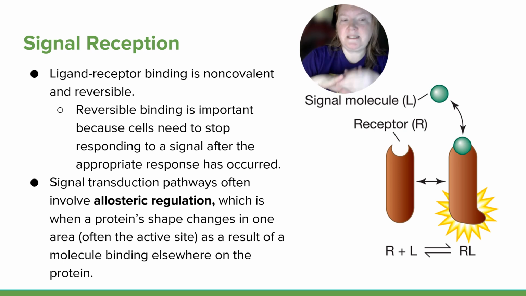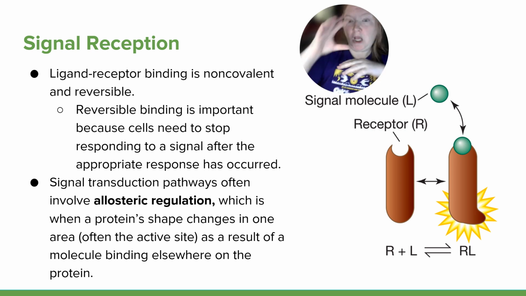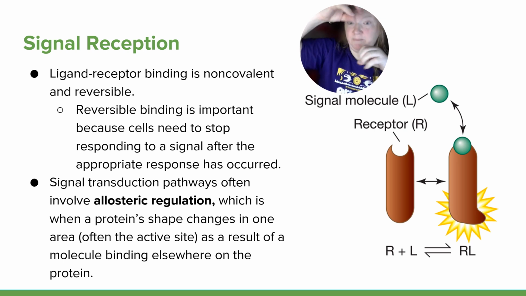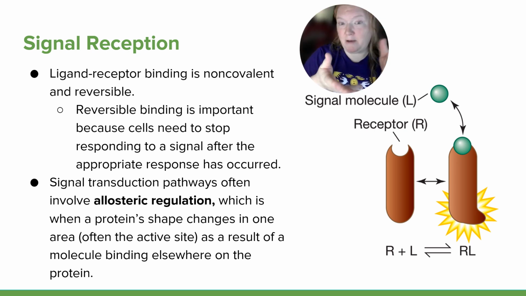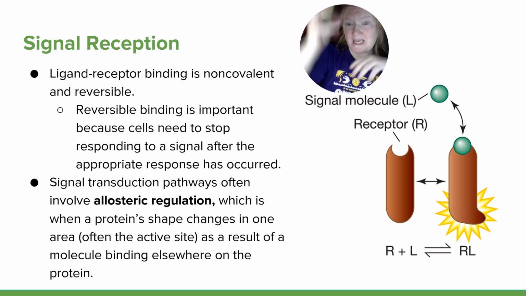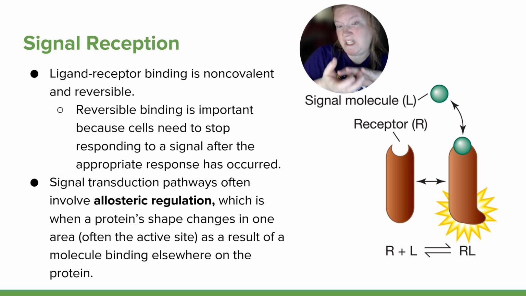Okay. Signal transduction pathways often involve allosteric regulation, which is when a protein's shape changes in one area, often the active site, as a result of a molecule binding elsewhere on the protein. So the ligand is binding, right, to that in the model that we showed before, to a protein and an area outside the cell, but maybe an area of that protein inside the cell changes shape. Allosteric, okay?